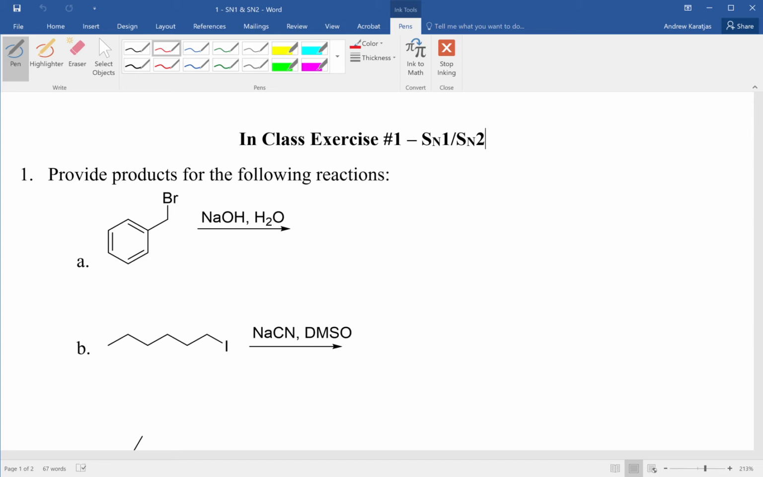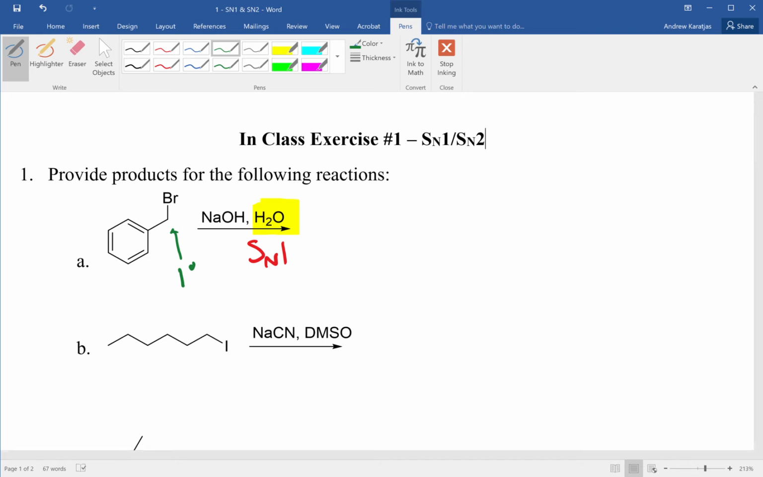So in this first example, we have water as the solvent. Now water is a polar protic solvent, so that tells us that these are SN1 conditions. Now our leaving group, we may notice, is primary. And we know that primary is not very good for SN1.